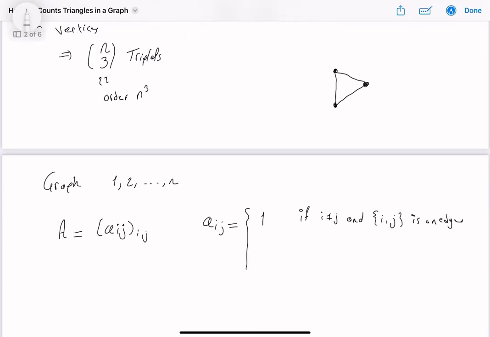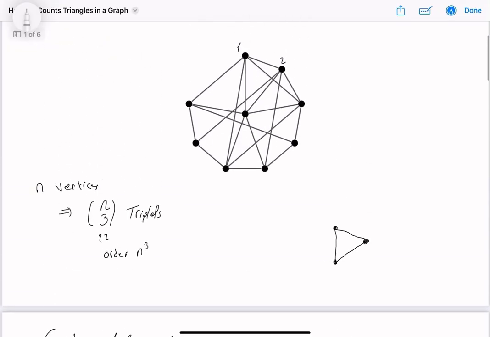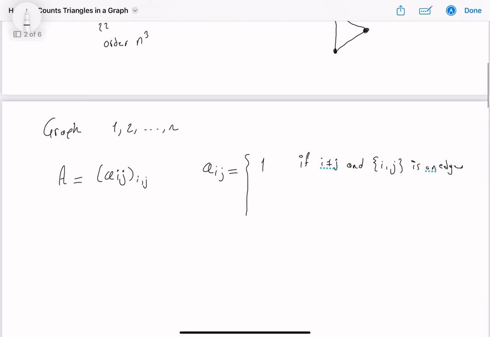So let's try to formulate this problem in terms of linear algebra and see how to do things. Let's define Aij to be 1 if there's an edge between the vertex i and the vertex j, and we define Aij to be 0 otherwise. So now we have a matrix that represents this graph. A 1 means there's an edge, and a 0 means there's no edge.